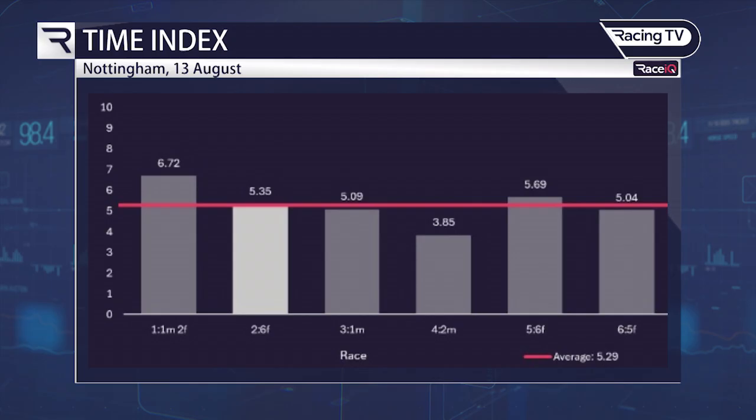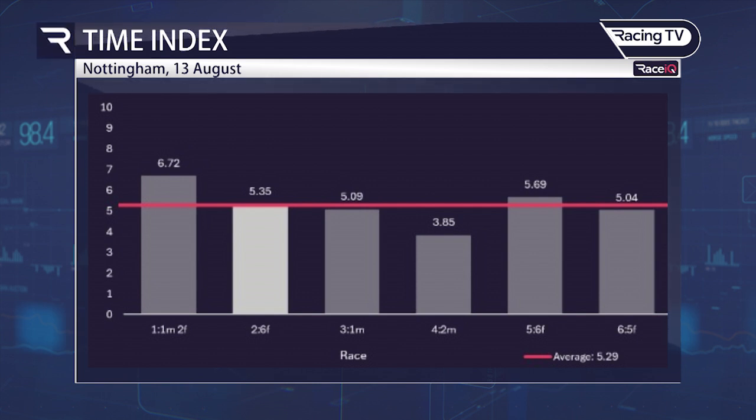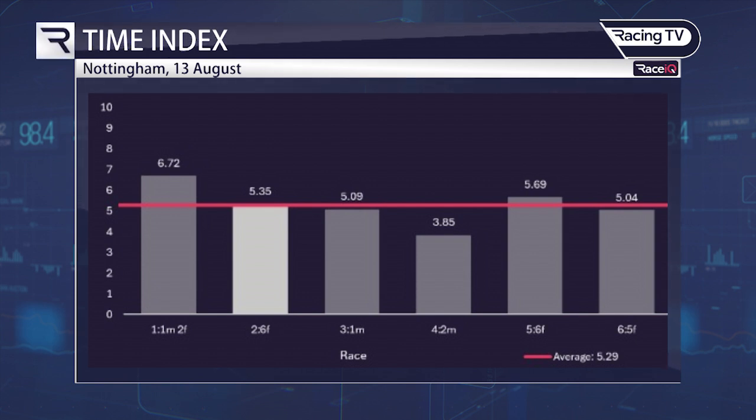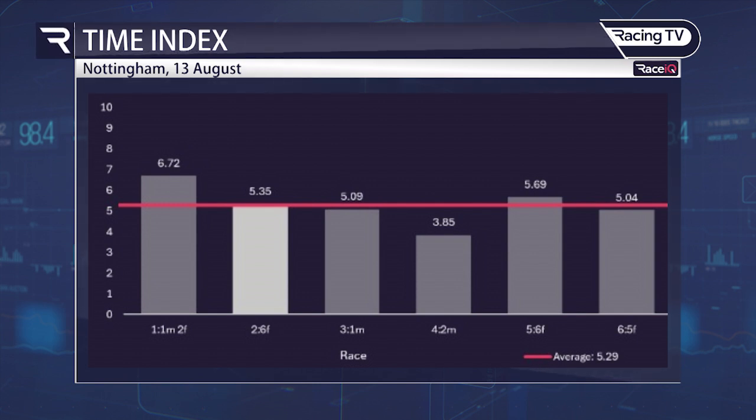And we are going to start at Nottingham last week with an interesting 2-year-old performance. Let's have a look at the Race IQ time indexes for that day. And you can see that the average was 5.29. And we're going to have a look at First Instinct's effort in this race, this 2-year-old, who achieved 5.35 in the second race, as highlighted for you there. So just over the average for the day, and quite a nice 2-year-old performance. The time could have been a little bit better if they had gone a stronger gallop in the early part of the race, and we'll have a look at that now.